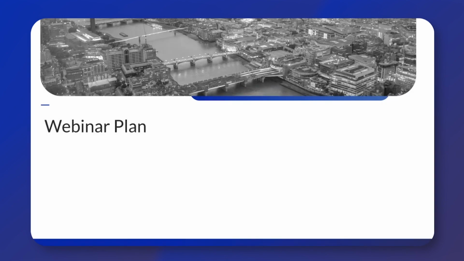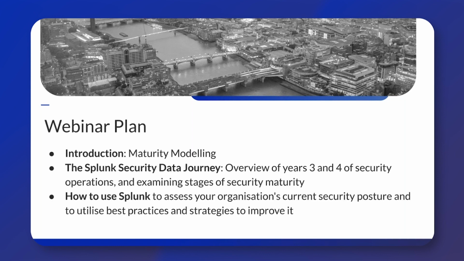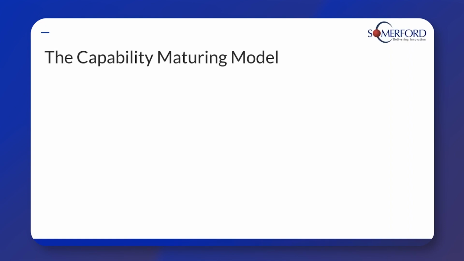So what do I plan to go through? If you joined me for part 1, thank you very much. You'll get a little bit of familiarity here. So we're going to do another little reintroduction to maturity modeling, just to reiterate the points that were made. Then we're going to look at the Splunk security data journey and where we're going to, levels 3 and 4 now, and how we align to that for these 3rd and 4th years. And also we're going to go into Splunk and how Splunk can really help move you forward using the toolsets that are available there.